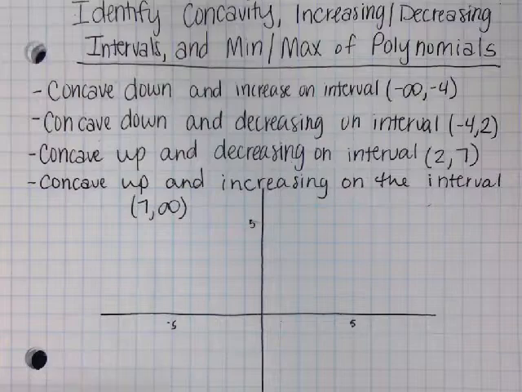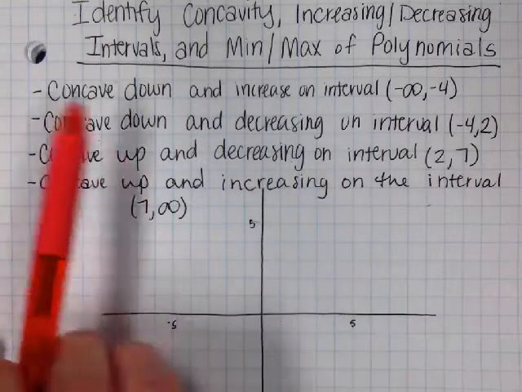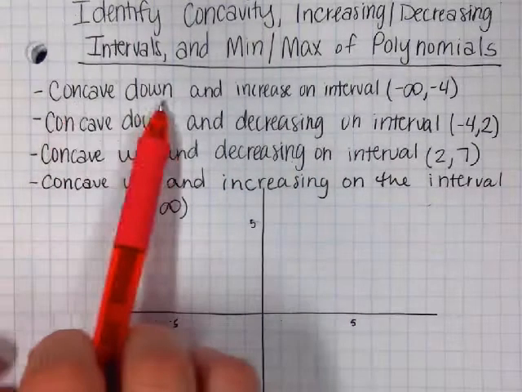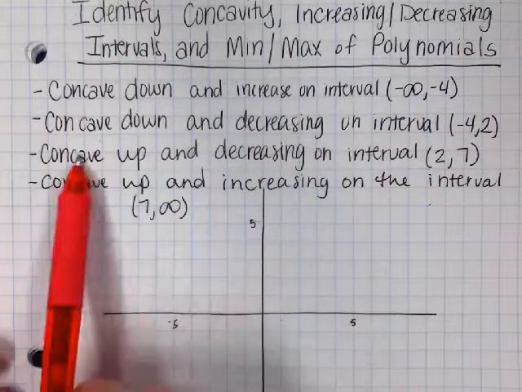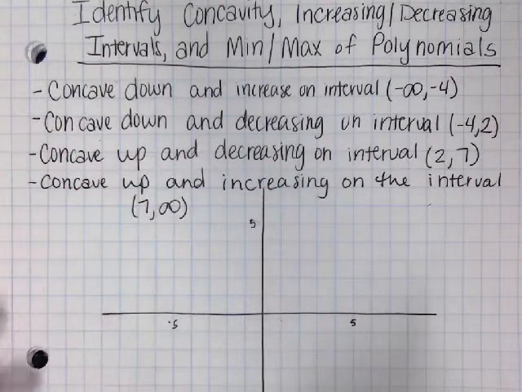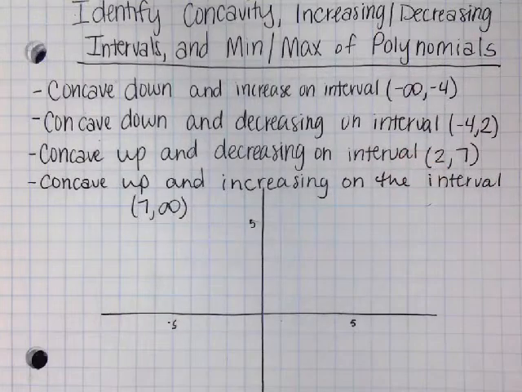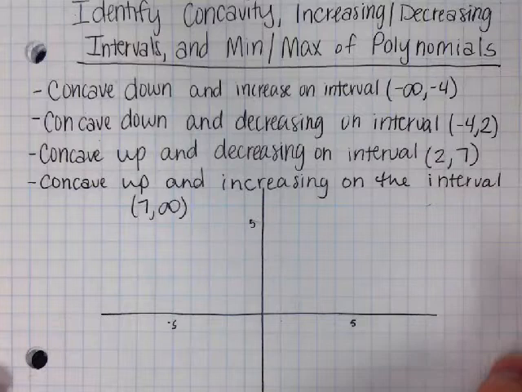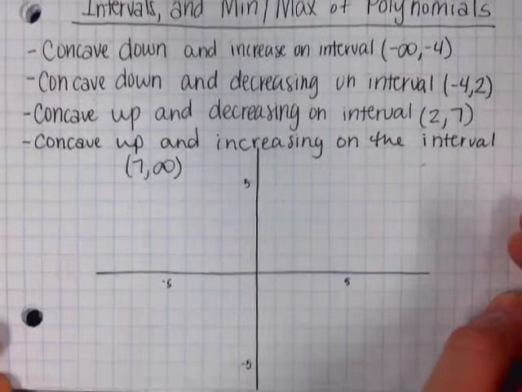So this is an example. The instructions said to draw a polynomial function that's concave down and increasing on an interval, and then concave down and decreasing, and concave up, and so forth. So we're going to follow these instructions. It will help you if you write it down. If you don't want to write it down, it doesn't matter. You don't have to write out the whole thing like I did. I just needed everybody to be able to see the example.